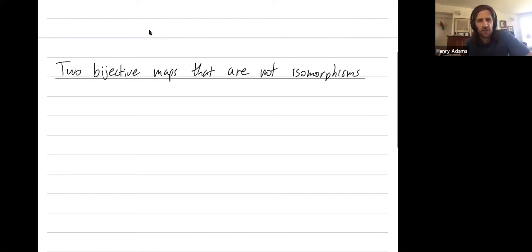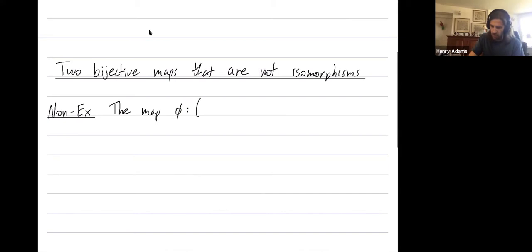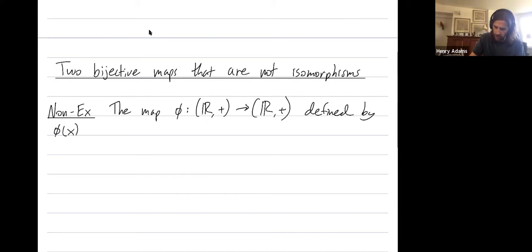Hey folks, I want to give two examples of bijective maps between groups that are not isomorphisms because they don't preserve the group structure. Okay, so I'll call this a non-example because it's an example of a map that's not an isomorphism. So let's look at this map phi from the real numbers under addition to the real numbers under addition, which is defined by phi of x equals x cubed.